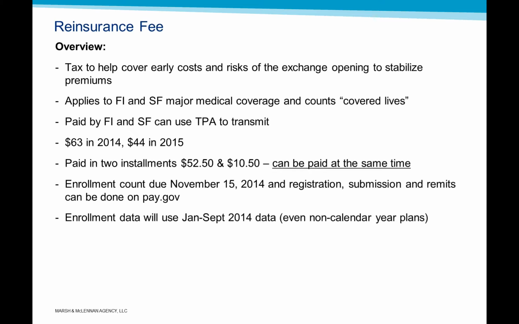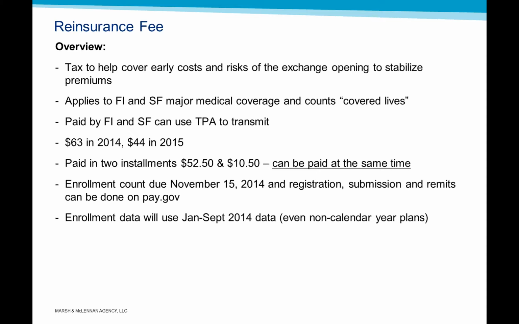This tax is roughly a 3-year tax, and it does apply to fully insured and self-funded groups. It only applies against major medical, and you do count the covered lives under the plan. Most fully insured groups will have this tax paid by the carriers. Self-funded plans ultimately have the liability to file for it, but they could use the TPA to transmit this tax if the TPA is willing to do it.